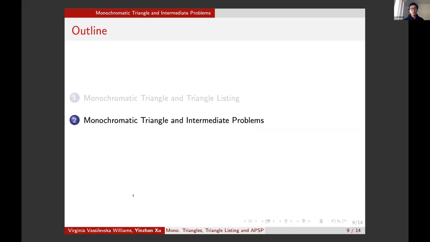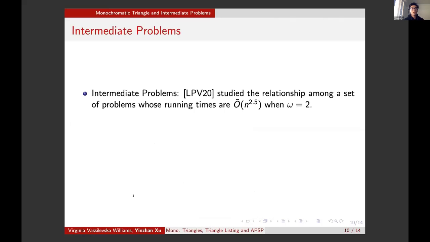So now let me tell you about intermediate problems. The notion of intermediate problems was first given by Lincoln, Polak, and Vassilevska Williams when they were studying the relationship among a set of problems whose running times are all Õ(n^2.5) when omega is 2, but their running times can be different with the current value of omega. And they call such problems intermediate problems.